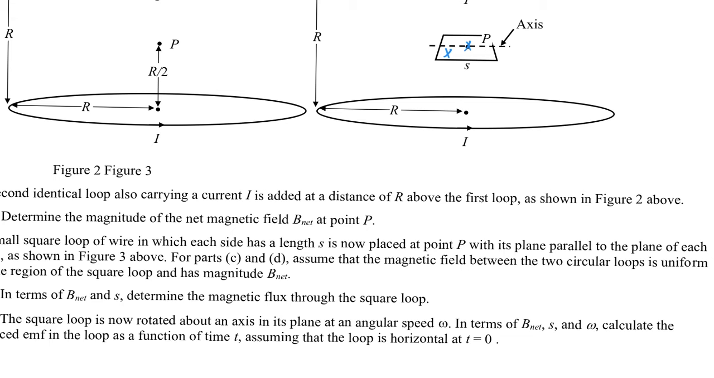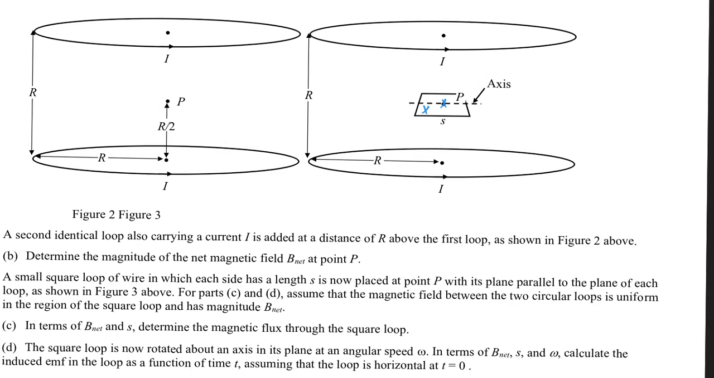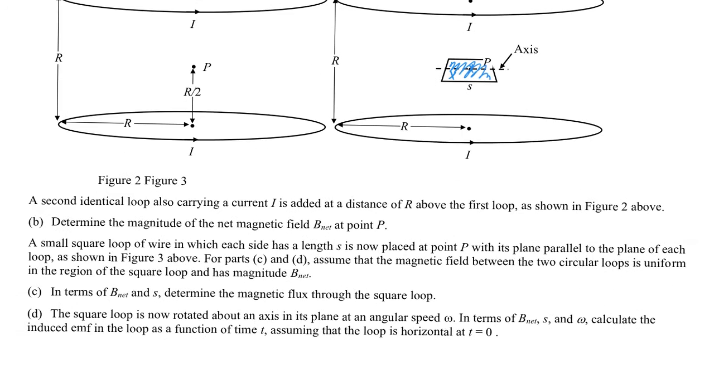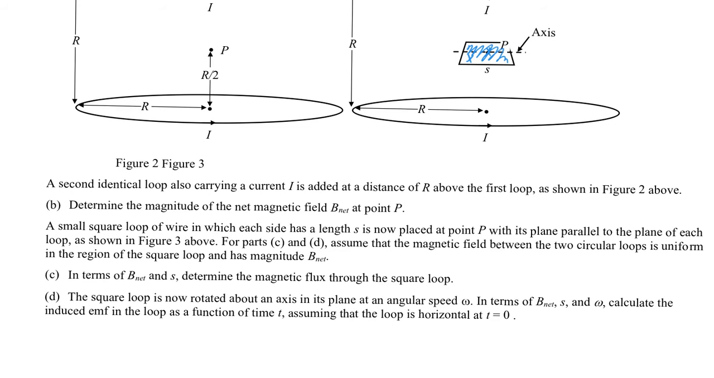Now, by placing two loops close together, we do get a more uniform field, but it's not going to be perfect. So they're allowing us to make a generalization, and that generalization is that the magnetic field is uniform in the entire region where the square exists. You might be surprised, but calculating the flux isn't all that tough once we know that. First, we did have an expression for the magnetic field. We don't need it here.